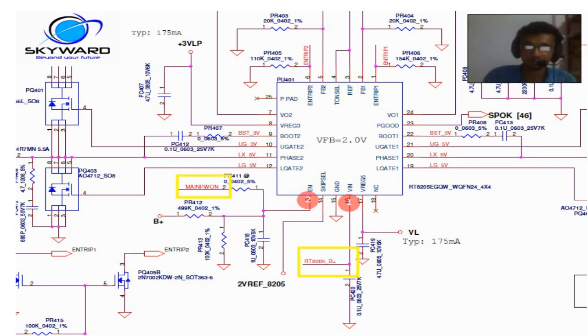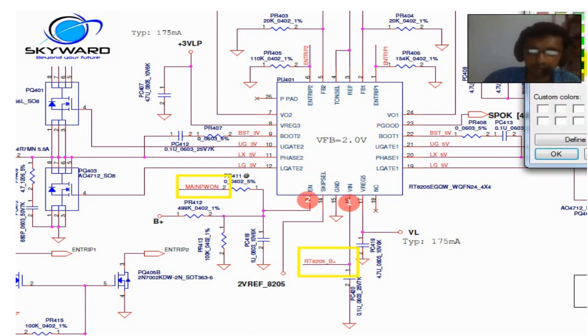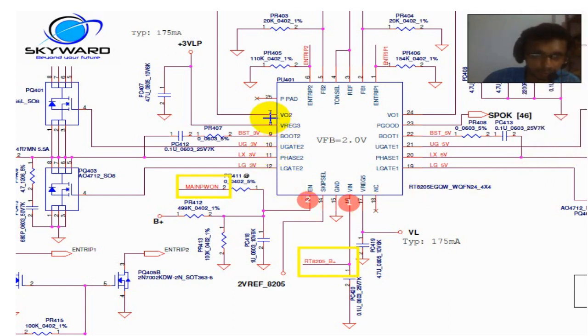After these two, the first output will come, this VREG. This is the output. Let me draw the output in another color. The first output is VREG 3 and VREG 5. You can see it here, which is also known as your 3 volt, and here VLP. This is the first output after getting this VIN and enable, right?